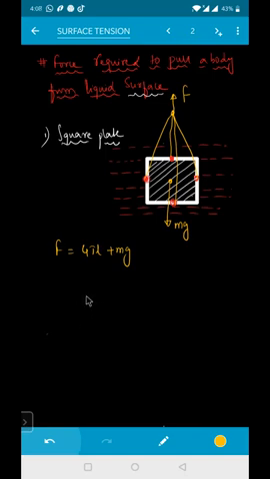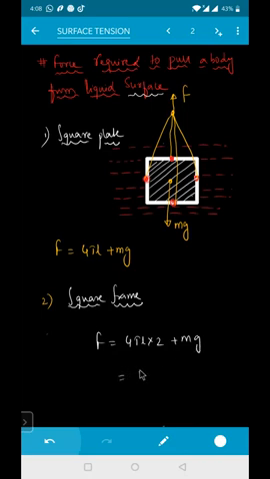Clear. So if I am taking a square frame, what will be the answer? Can you tell me? For a square frame, how many surfaces does the frame have? Two surfaces. So for this one, F will be equal to 4T into L into 2 plus the weight of the body, that is mg. That means this will become 8T into L plus M into G. So this will be the force for the square frame. Is it clear?